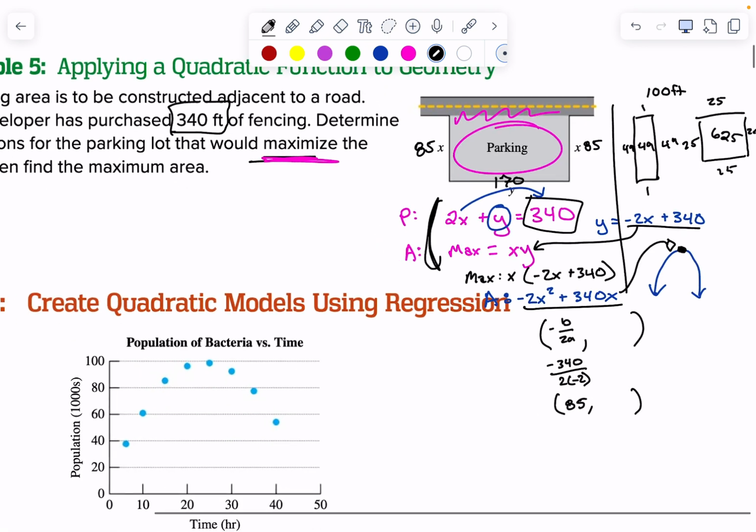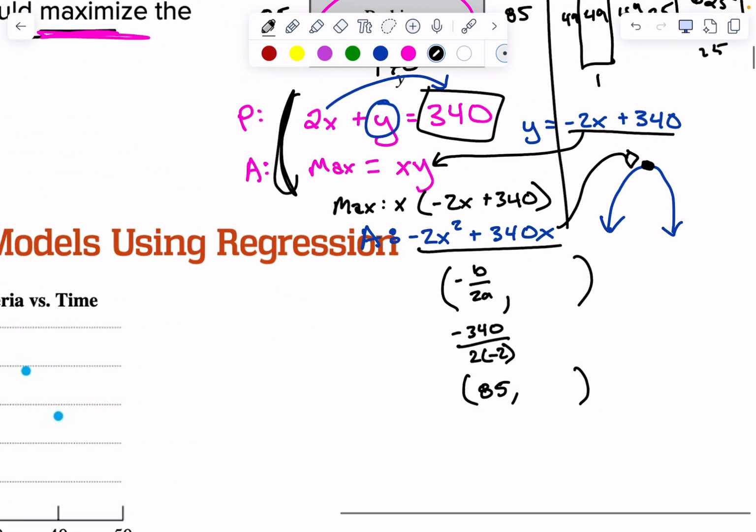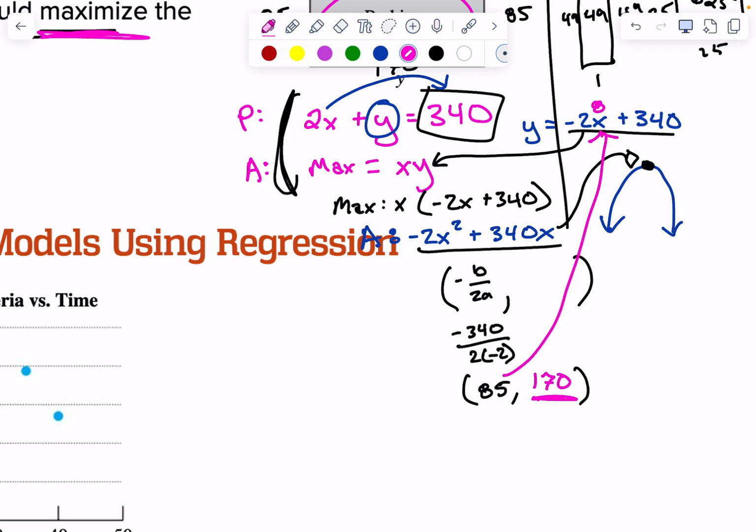Interesting. Okay, just really quick, how do I know that this is 170? If I take 85, I can plug it in wherever. So 85 goes in here, and then add the 340, so I can plug that in and solve for y.